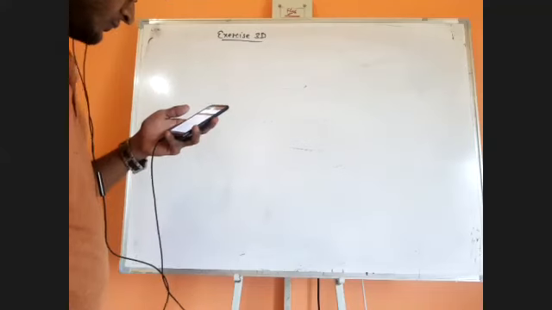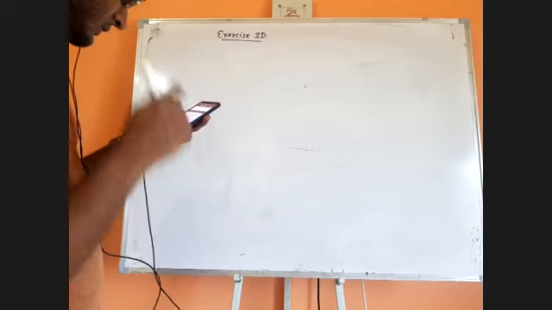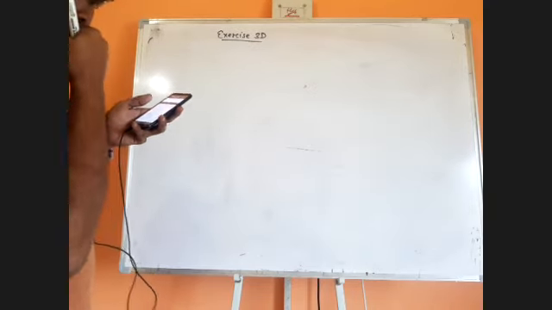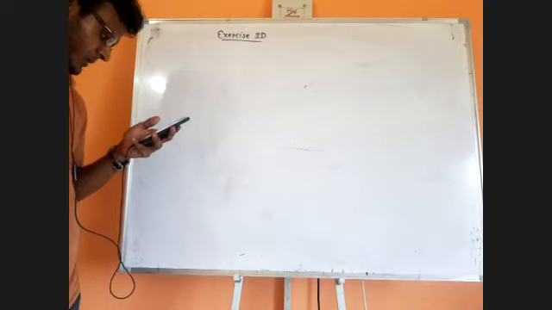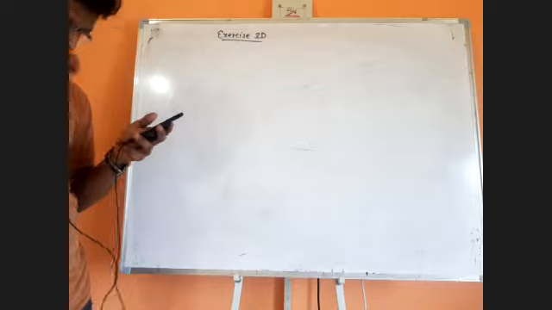Yeah, so find the equation of circle that passes through this. So we discussed question number 13, right?